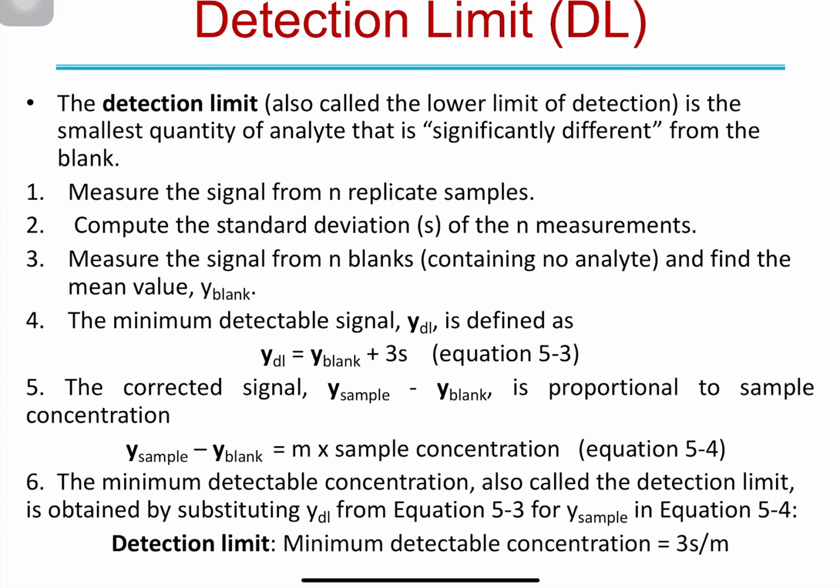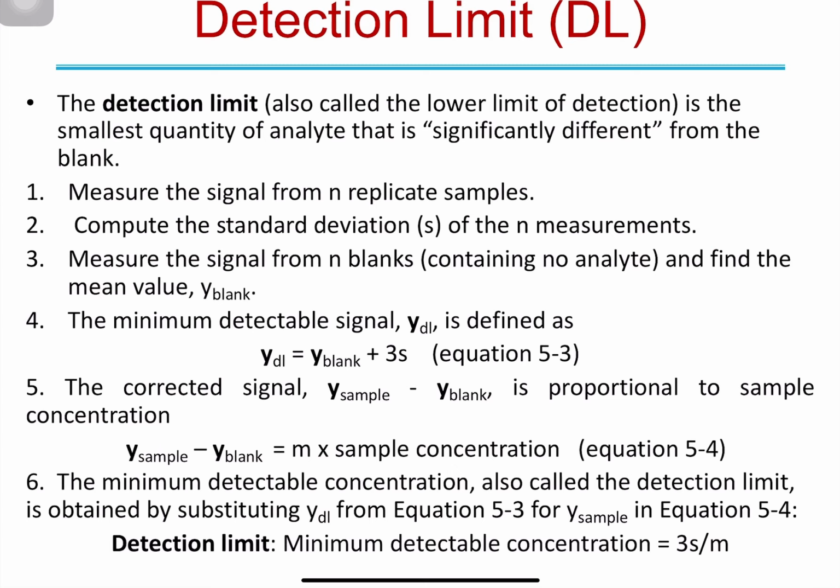Detection limit is another very important parameter that we need to measure and calculate for our method. Detection limit is the lowest detectable concentration of your analyte using this particular method. So each method we use has a different detection limit. So how can we measure the detection limit?